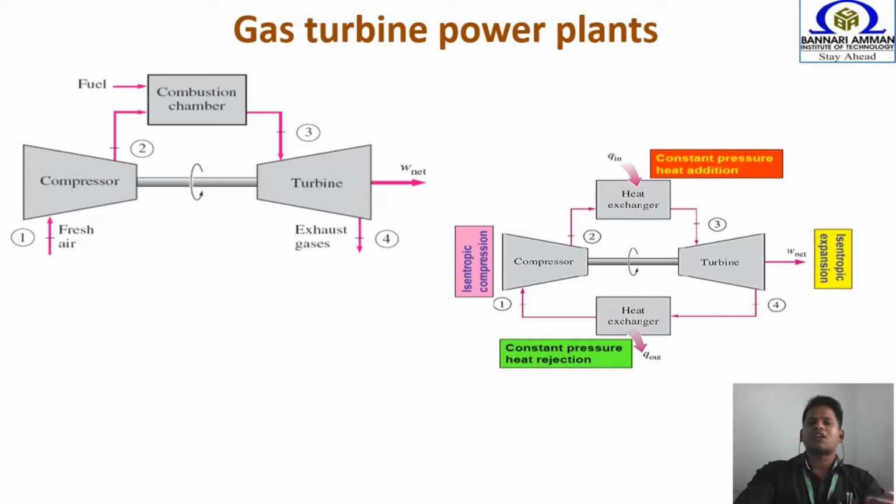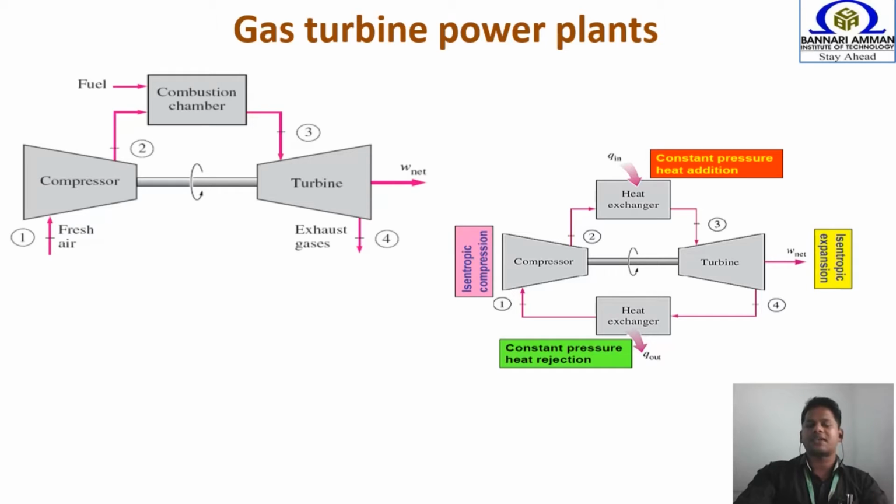The main working principle behind this gas turbine power plant is called the Brayton cycle. Brayton cycle is the thermodynamic cycle which was designed by Brayton. As per Brayton's concept, we have two Brayton cycles. One is the open Brayton cycle. The second is the closed Brayton cycle. First, we will discuss the open Brayton cycle.